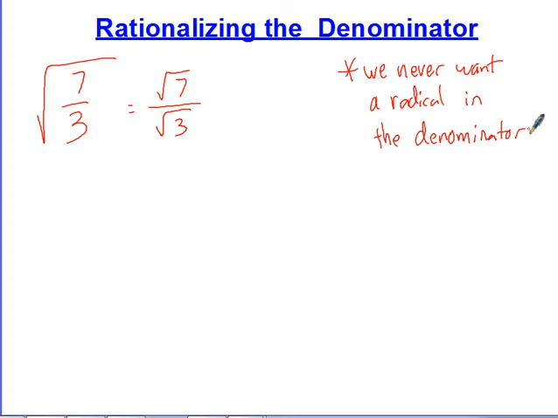Why is it called rationalizing? Because radicals, guys, they're called irrational numbers. You know, the numbers, the decimals that never end and they don't have patterns or anything like that? Like, for instance, pi. That's an irrational number. So right now, my denominator is irrational, so I am going to rationalize it. I'm going to make it a number.